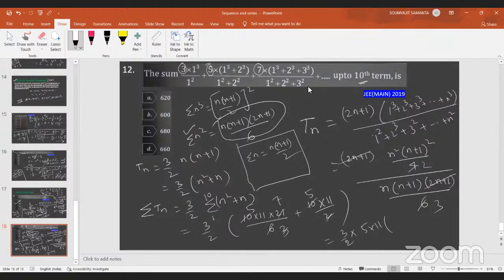Here you are getting 7 plus 1. It is nothing but 8, means 4. 660. Yes. So the final answer is 660.